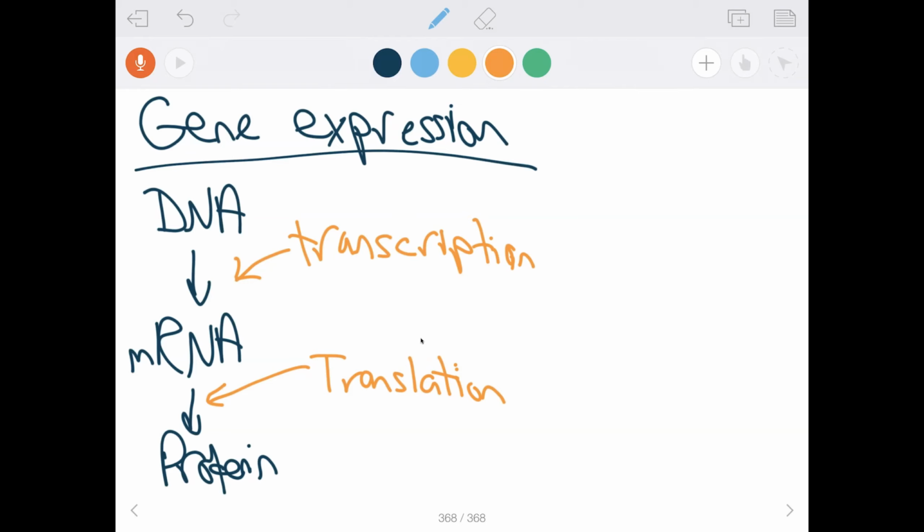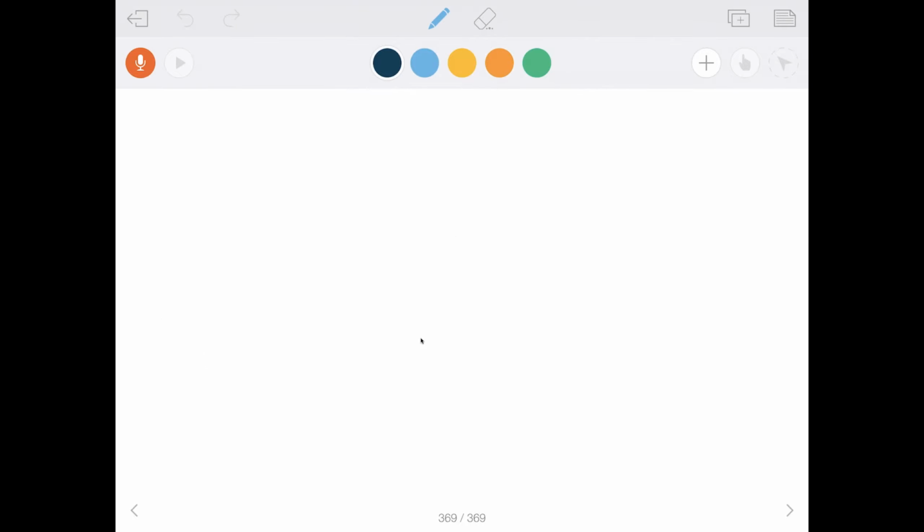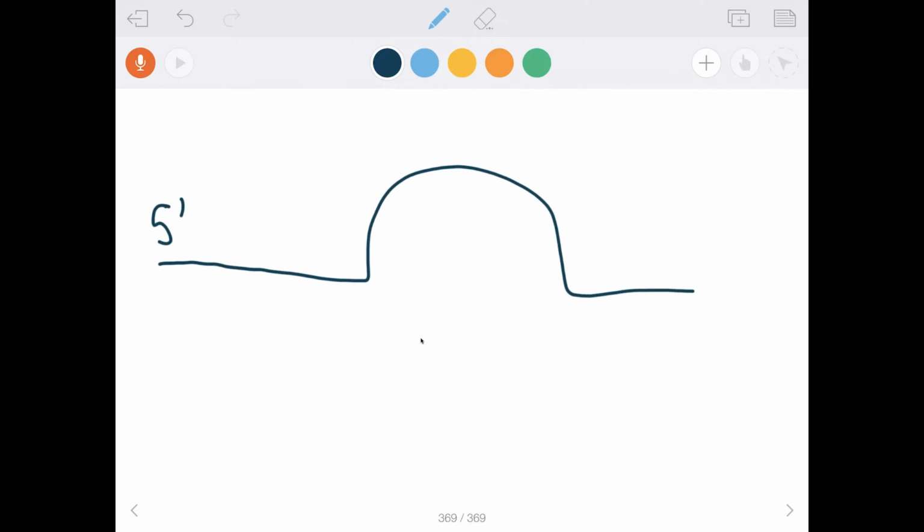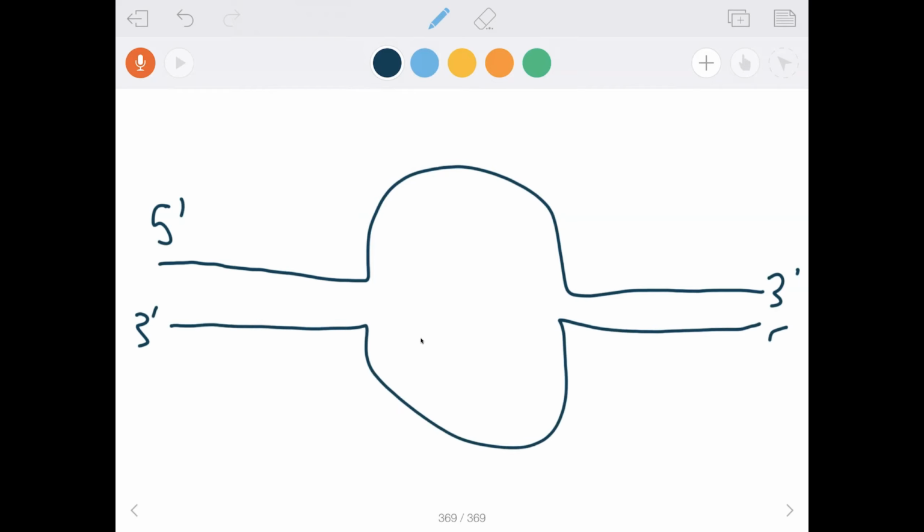So let's talk about transcription. So we have our DNA, and I'm going to draw it out. Here's our 5' end. There's the 3' end. Here's the 3', 5'. Okay. So what bacterial cells do is they open up these little bubbles in order to transcribe the genes.